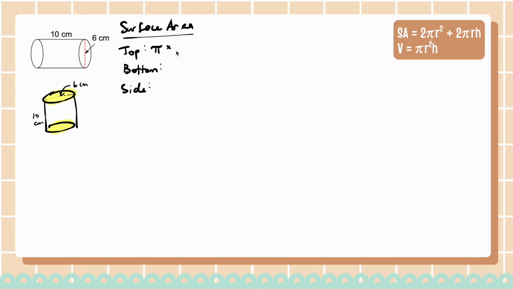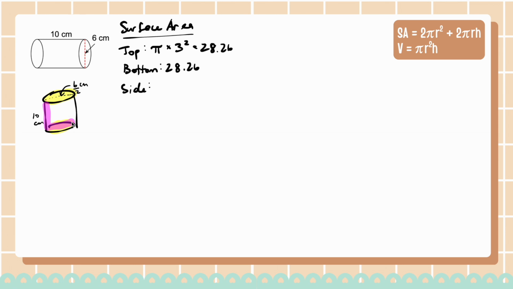Now in this case, my r is not 6. Because notice that this dimension goes from one end to the other end of the circle. Remember, the radius only goes from the center to the end, which means that my radius is only half of this. So half of 6 is going to get me 3. So that means my r is 3. So 3 squared. Multiplying all of this gets me 28.26. If the top is 28.26, that means the bottom is as well.